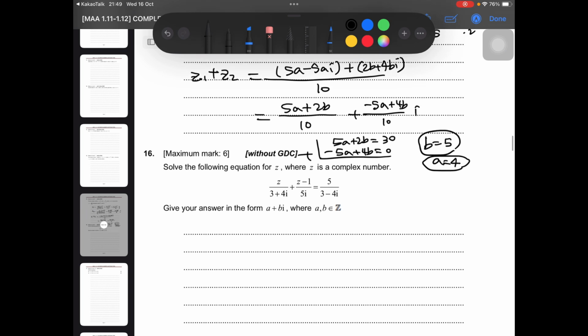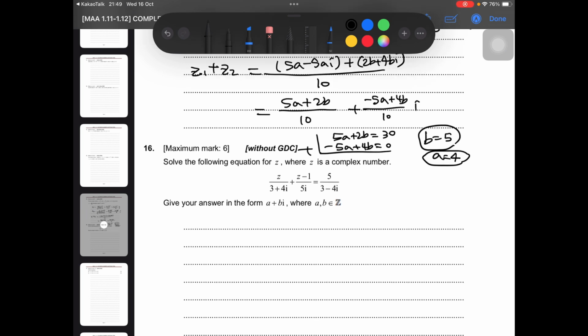So number 16. Again, this is an equation of complex numbers. Let me do the rationalization first. So 3 minus 4i, so 9 plus 16, which is 25. And here we don't need to multiply by the conjugate. When we have only a pure imaginary number here, then we can multiply it only by i, because the purpose of this rationalization is to make the denominator a normal real integer. So this is the simplest one.